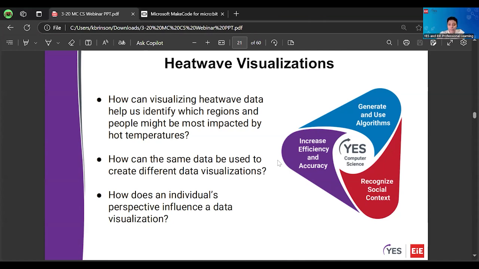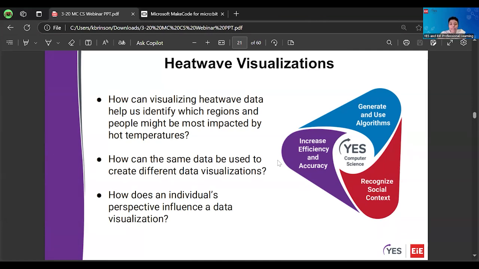The second lesson is how can the same data be used to create different data visualizations? Very, very simply, this is about not just efficiency and accuracy, but again, recognizing social context because it highlights the need for efficient tools that can analyze all this data, and accurate representations of the data can affect decision making and understanding the scope of heat wave impacts, but then also understanding who's impacted by the changing of the data definition and who's left out and whose voices are not heard in that space.